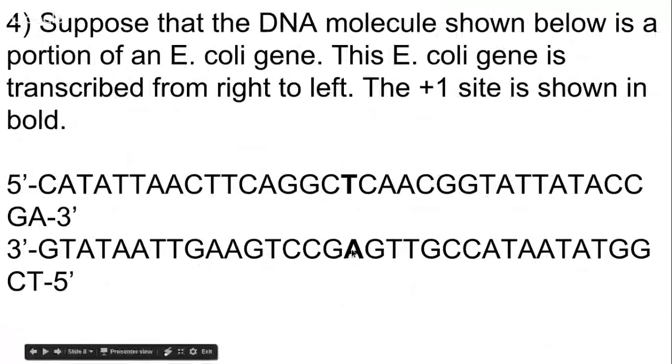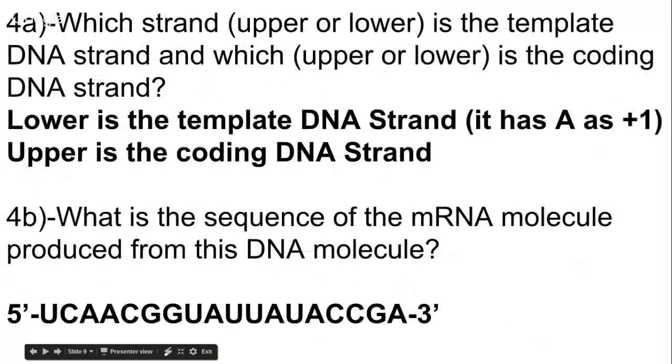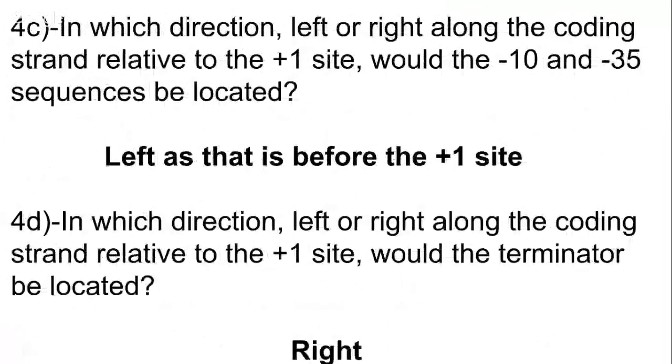And so they want to know what is the sequence of the mRNA molecule produced from this DNA molecule. So we start at the transcription site. That's going to be our first nucleotide, a process that I just went through and went all the way down to the end to find our mRNA molecule. And they want to know where the -10 and -35 sequences are located. And that's going to be left, as that's before the start site. So those are promoter sequences.